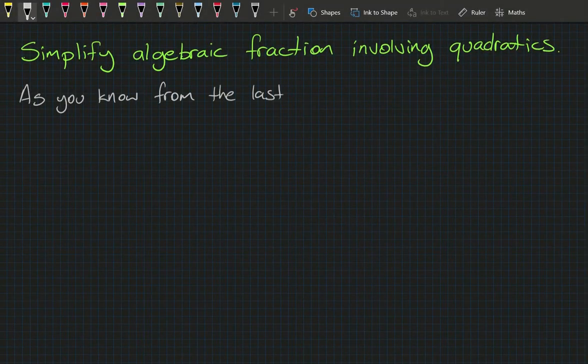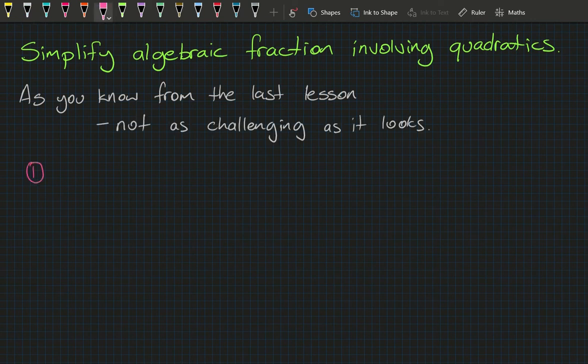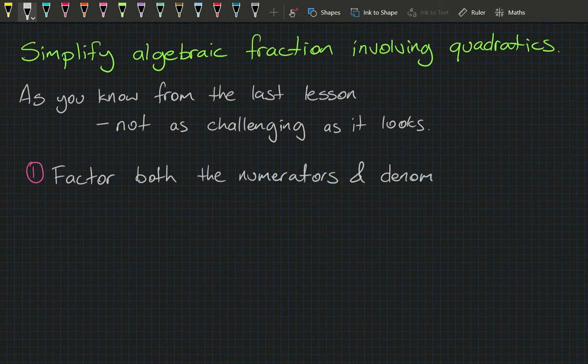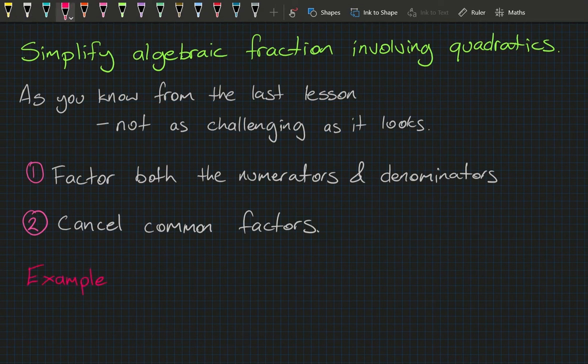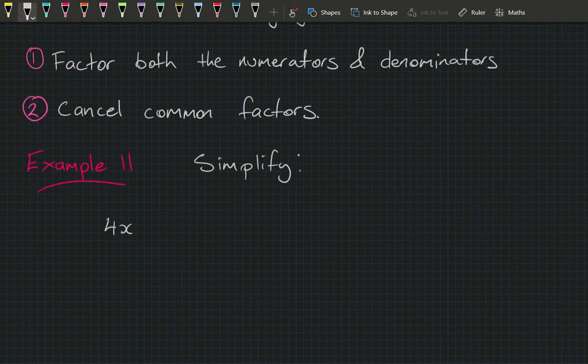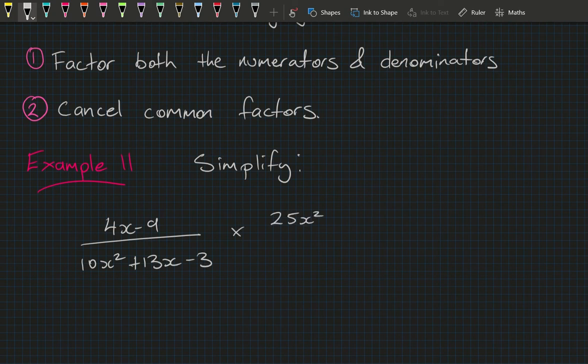As you know from the last lesson, simplifying algebraic fractions when there's quadratics involved is not as challenging as it looks. All you have to do is first factor both numerators and denominators, and then simply cancel out the common factors. Alright, let's get straight into example 11, where we're going to simplify 4x squared minus 9 divided by 10x squared plus 13x minus 3 multiplied by 25x squared minus 10x plus 1 divided by 10x squared minus 17x plus 3. Whoops, I forgot the squared for 4x squared.